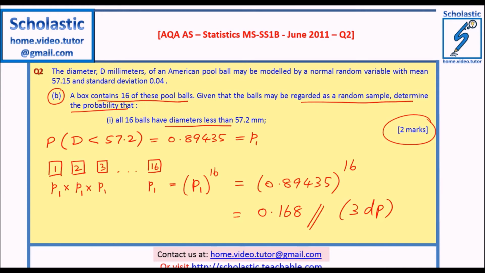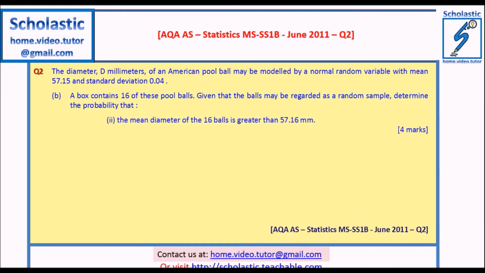Okay, let's go to the last part of the question, which is actually a 4 marks question. Now we need to find out, with the same conditions given, the probability that the mean diameter of the 16 balls is greater than 57.16. When you come to this part, mean diameter means we have a population, you take a random sample and we are looking at the mean of that random sample, which is actually the central limit theorem.